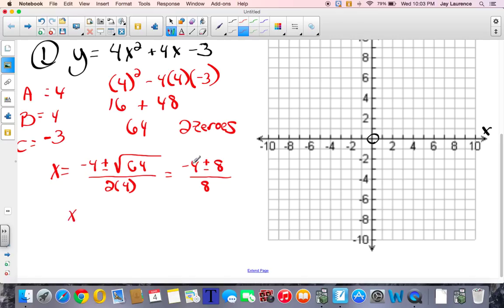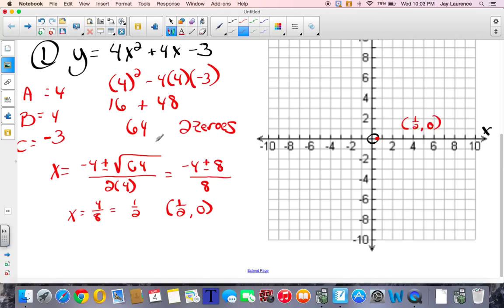So, first zero, negative 4 plus 8 is 4 over 8, which is 1 half. Zero occurs at 1 half, 0. Right about there. I better label. 1 half, 0.